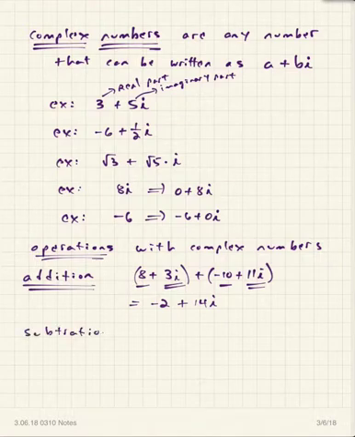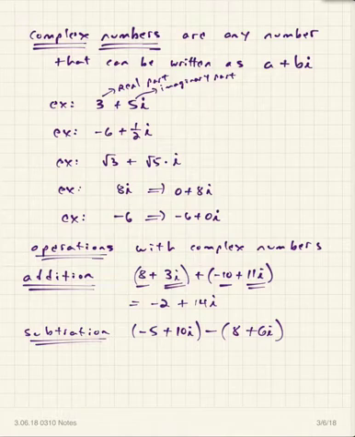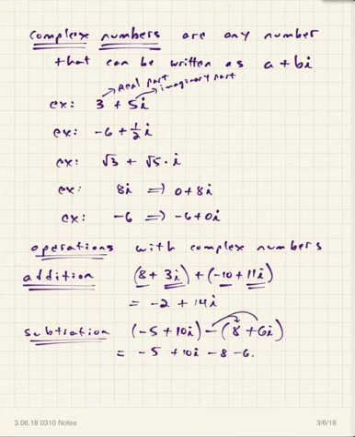Subtraction is not a whole lot more complicated. If you have negative 5 plus 10i minus 8 plus 6i, right, that would be a typical subtraction problem. And the only thing you got to worry about here is the signs. So this is negative 5 plus 10i, and you distribute this minus sign through, and you get minus 8 minus 6i, like that.